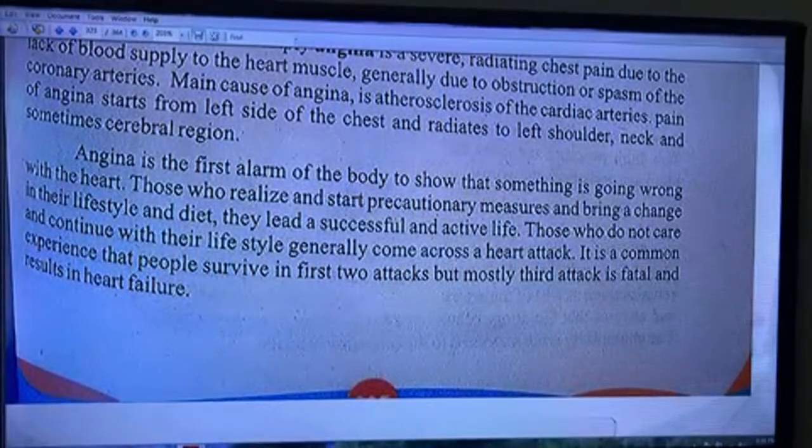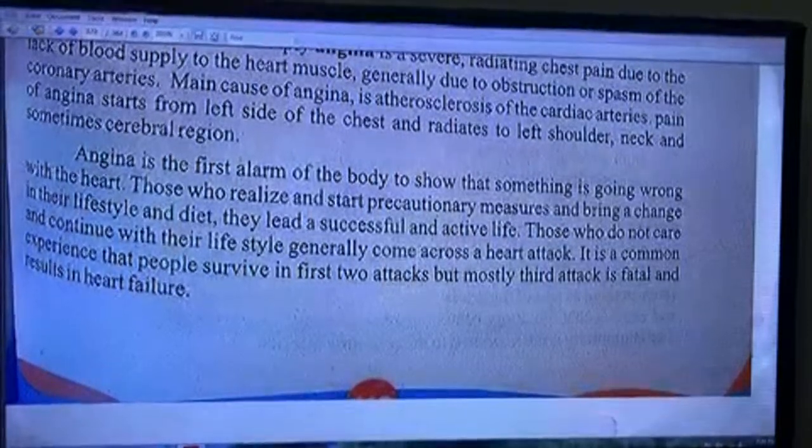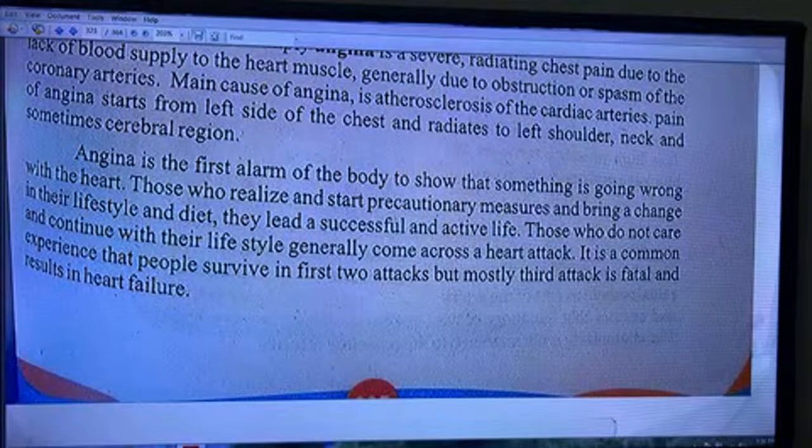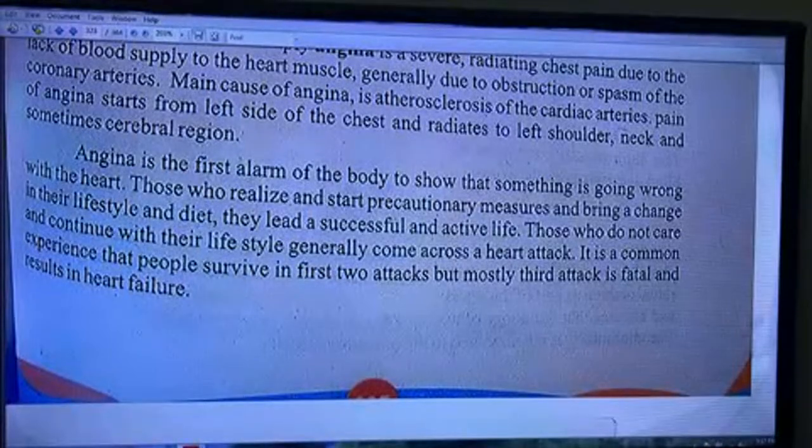Those who realize and start precautionary measures and bring change in their lifestyle and diet lead a successful and active life. Those who do not care and continue with their lifestyle generally come across a heart attack. It is a common experience that people survive the first two attacks, but mostly the third attack is fatal and results in heart failure.